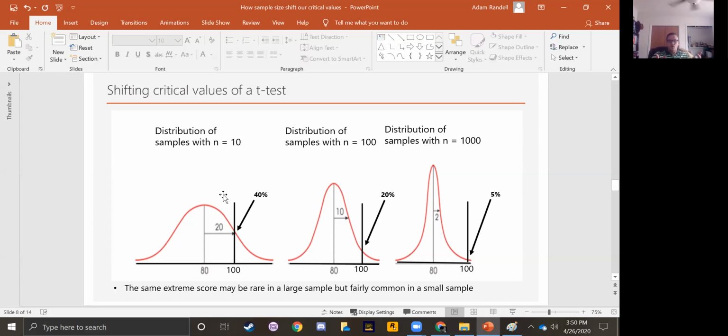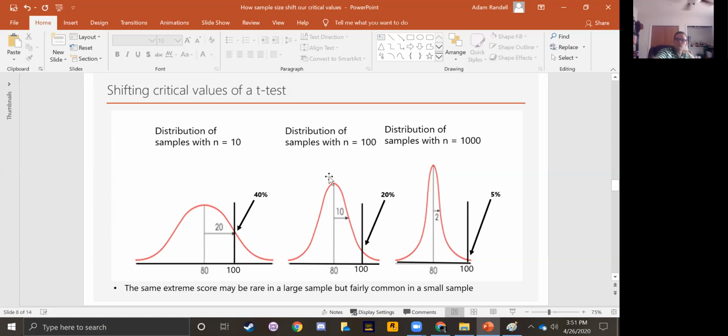Well, whether or not we identify a sample mean of 100 to be statistically rare or statistically uncommon, meaning happening 5% of the time or less, will likely differ depending upon whether we're looking at the distribution of the sample means of 100 samples of 10, 100 samples of 100, or 100 samples of 1,000. And we kind of see that here. We might find that in our frequency distribution of the sample means of 100 samples of 10, a sample mean of 100 happens about 40% of the time.